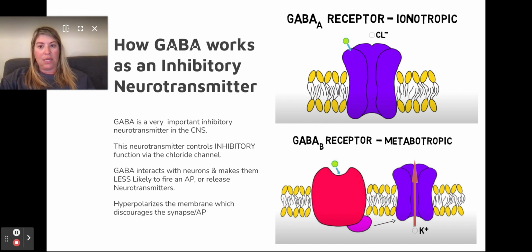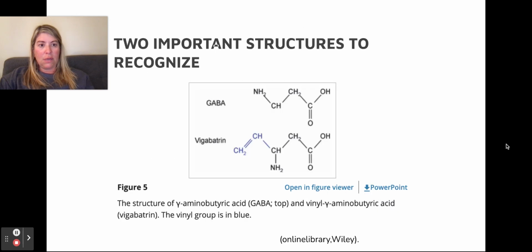As mentioned, it's an important inhibitory neurotransmitter in the central nervous system. It controls inhibitory function via chloride channels. And so you can see on the top side the chloride ion and the membranes becoming hyperpolarized. So it interacts with the neurons, makes them less likely to fire an action potential or to release neurotransmitters. And it hyperpolarizes the membrane, which discourages the synapse. Let's go on to the next slide.